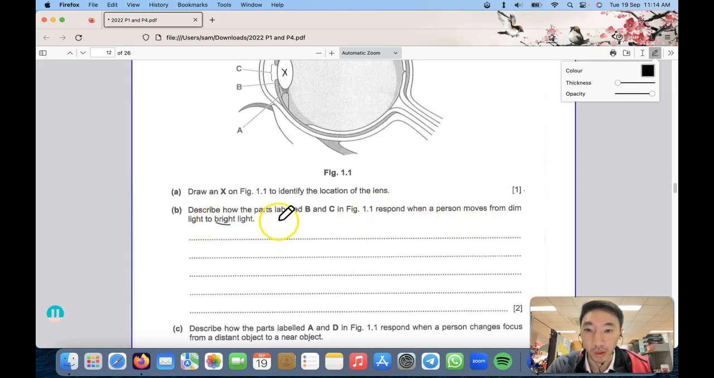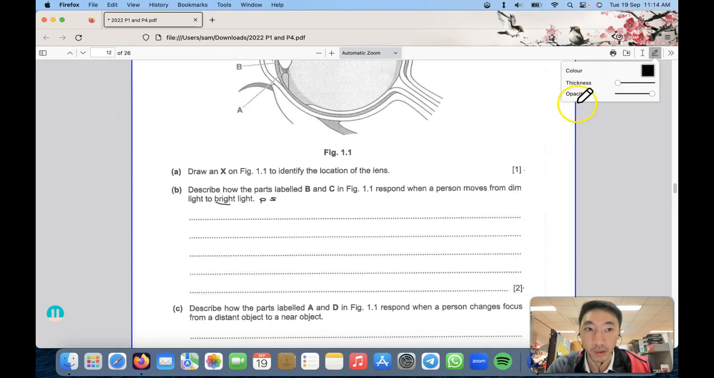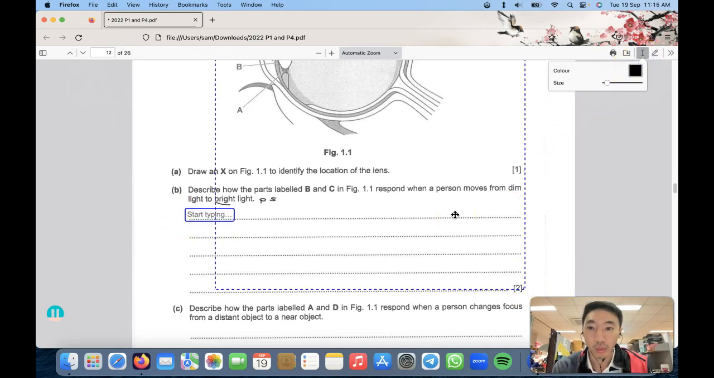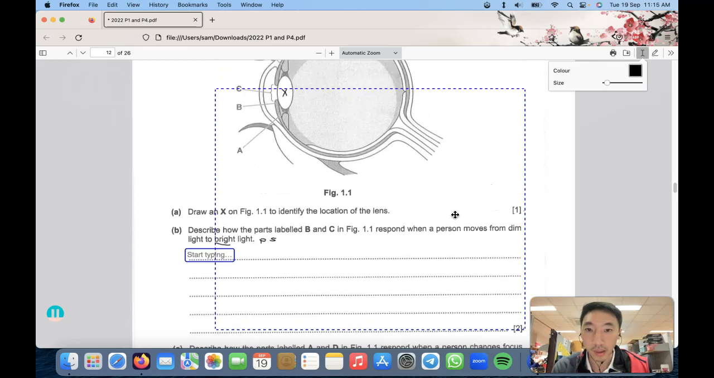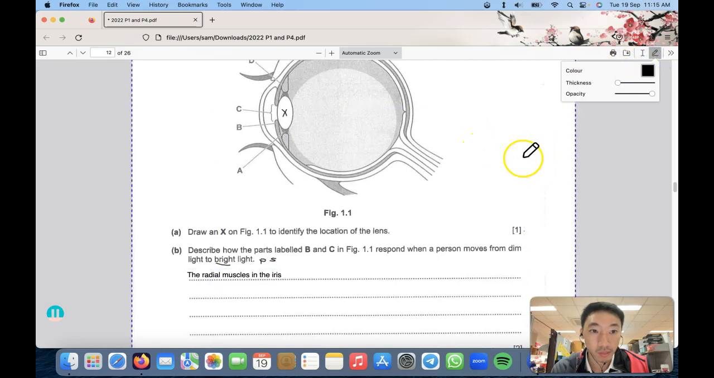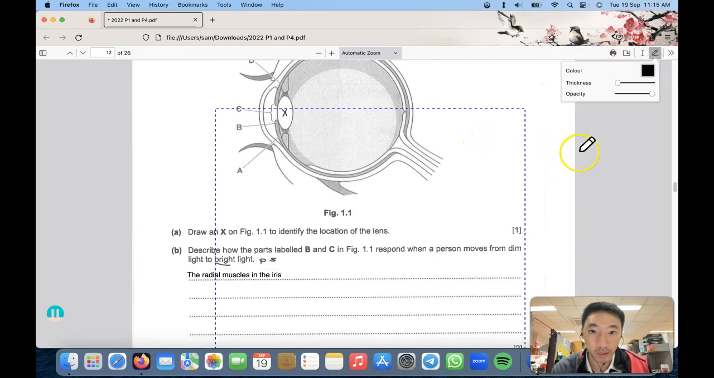Okay, so bright means that your pupil is very small. So now there are 2 marks, so I need at least 2 points. When the person moves from dim light, it is the iris that is changing. So the radial muscles in the iris. What happens to the radial muscles in the iris? So here is my eye.